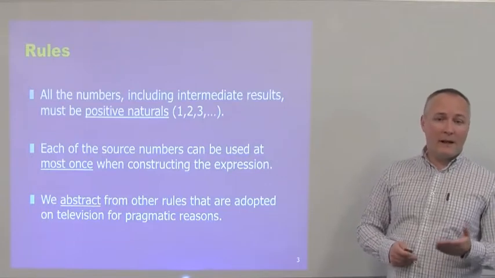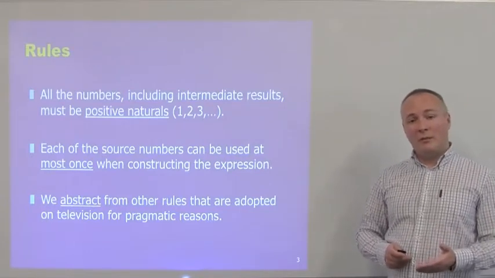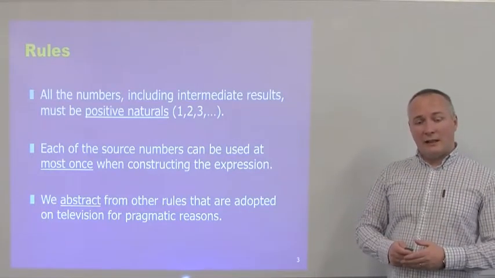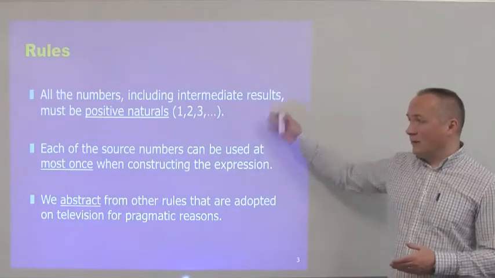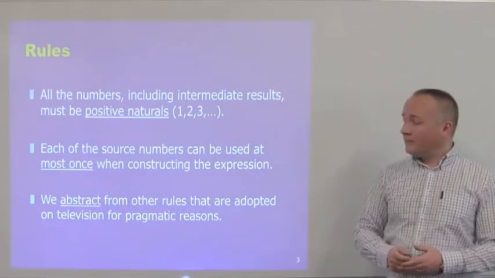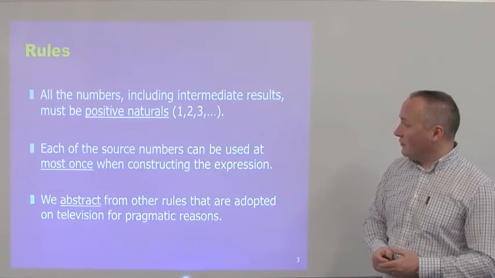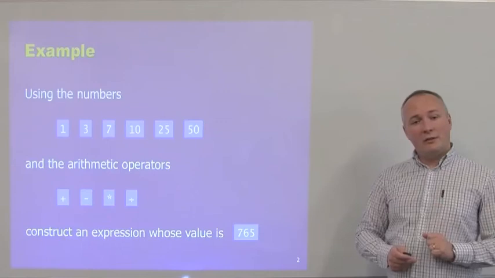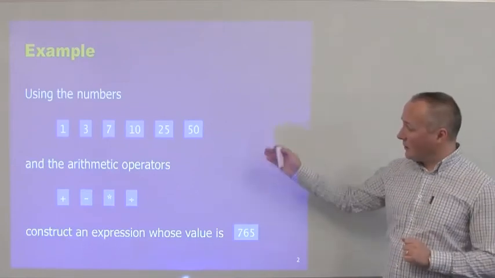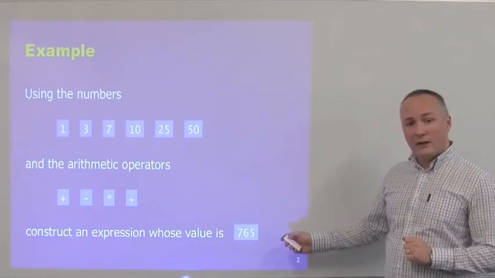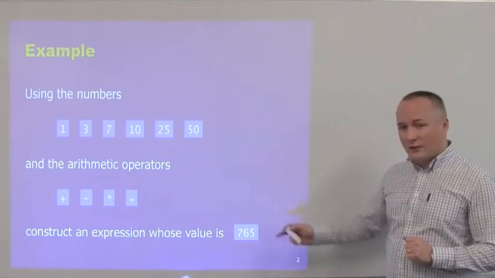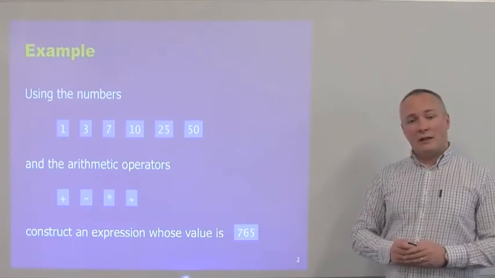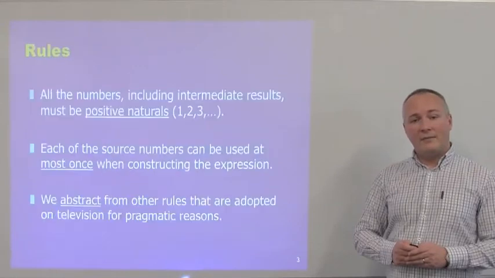Because we're going to write a computer program to solve the problem, we don't need to worry about such practicalities, so we'll just adopt the 2 basic rules here. So what you might like to do at this point in the video is pause it and see if you can solve the problem for yourself. See if, given these 6 numbers and these operators, and given the rules which I've just talked you through, you can construct the target number 765.